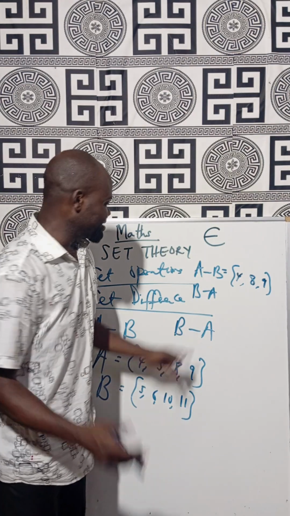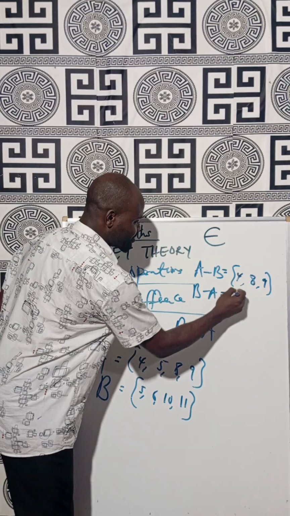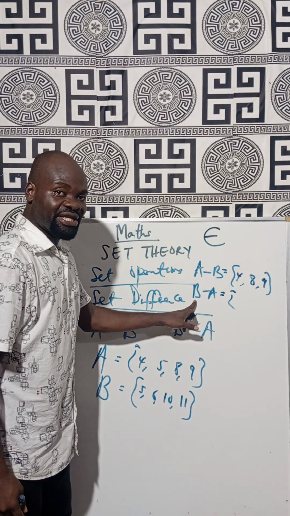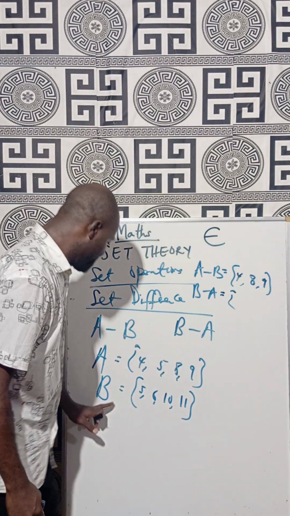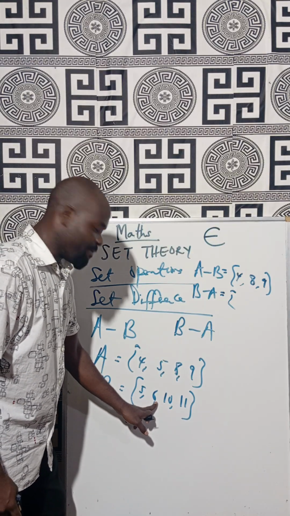Can you pause the video and try B minus A by yourself? Try it. So let me do it now. That's what you can see in B, but cannot see in A. What can you see in B, but it's not in A? 6 is in B, but it's not in A.